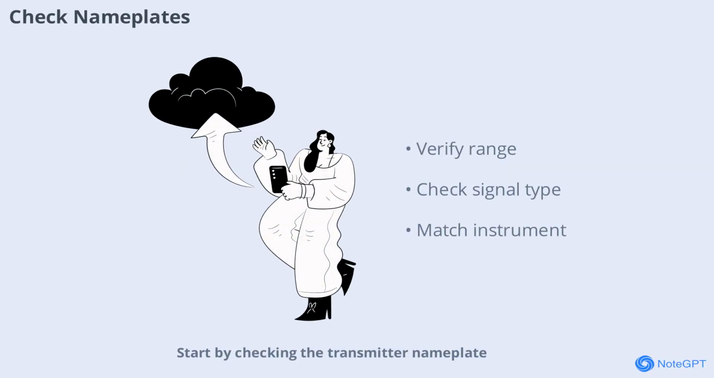Start by checking the transmitter nameplate for the correct range and signal type. This simple step can prevent many configuration errors. Make sure the instrument matches the expected input for the PLC and SCADA system.